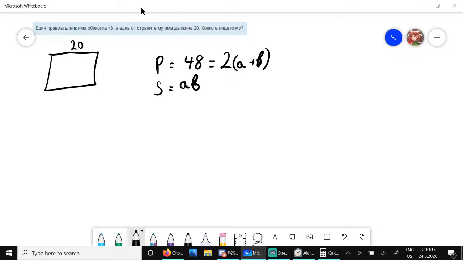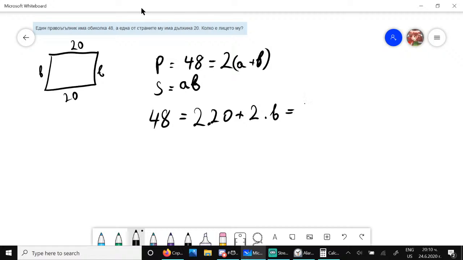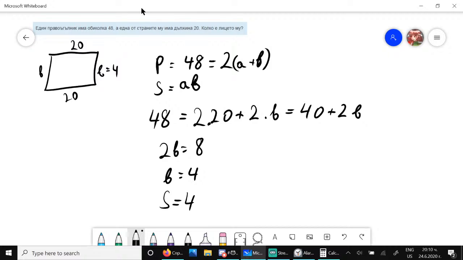We know one side is 20, and we have just the other side. We can write the perimeter as 2 multiplied by 20 plus 2 multiplied by b, which is equal to 40 plus 2b. 2b is equal to 8, b is equal to 4. We have the two side lengths, so we can find their area, which is 4 multiplied by 20 from the formula, which is equal to 80.